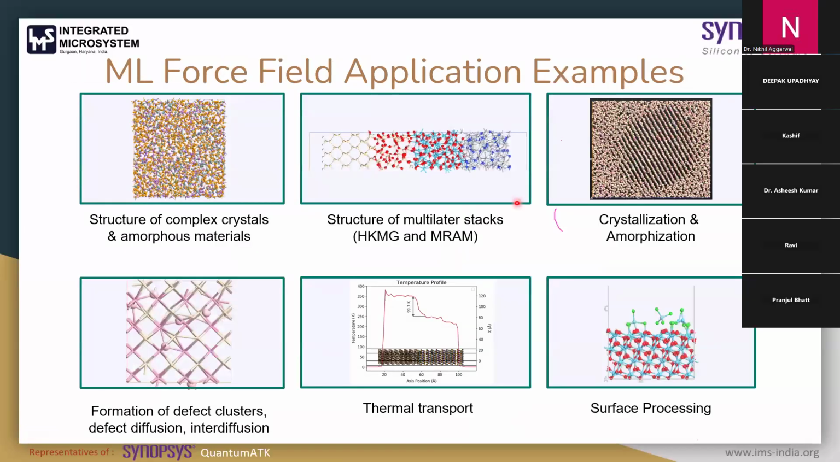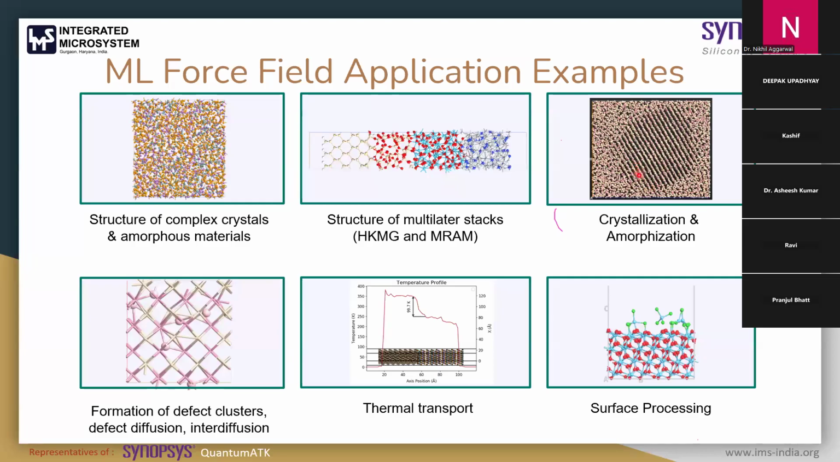So these are some applications of machine learning force field. Here you can see you can generate the amorphous structure for PCRAM. You can also deal with multi-layer stacks, like build and optimize complex spinel and amorphous interfaces and multi-layer stack structures for semiconductor development and applications such as high-K metal gate and MRAM, that is, magnetic tunnel junction engineering.